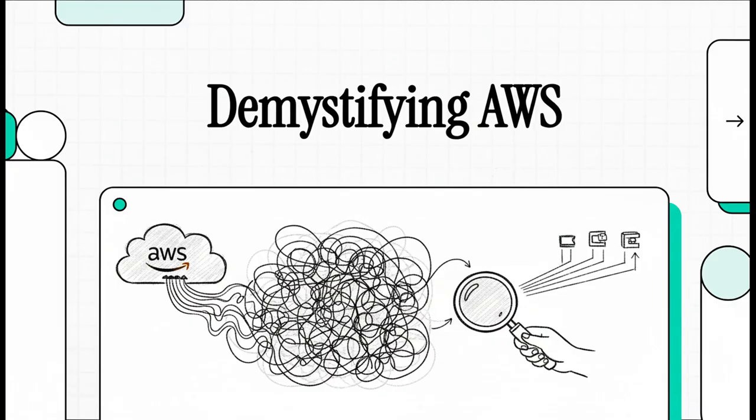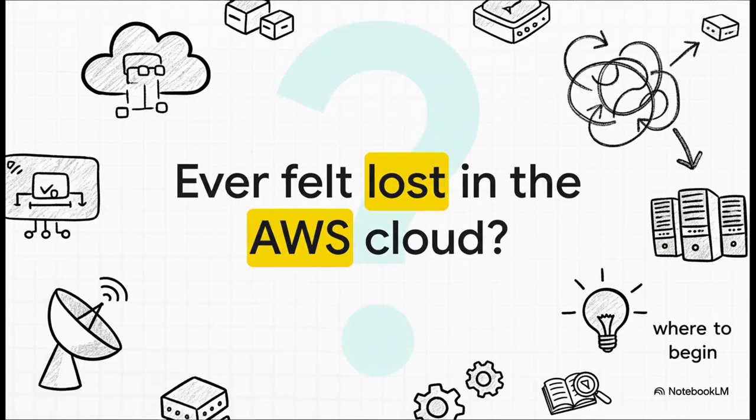Let's get into it. I mean, seriously, if you've ever opened up the AWS console and just felt completely lost, you know what I'm talking about. There are hundreds of different services for everything from computing to machine learning to, yes, literally satellite ground stations. It's totally overwhelming. So where do you even start?